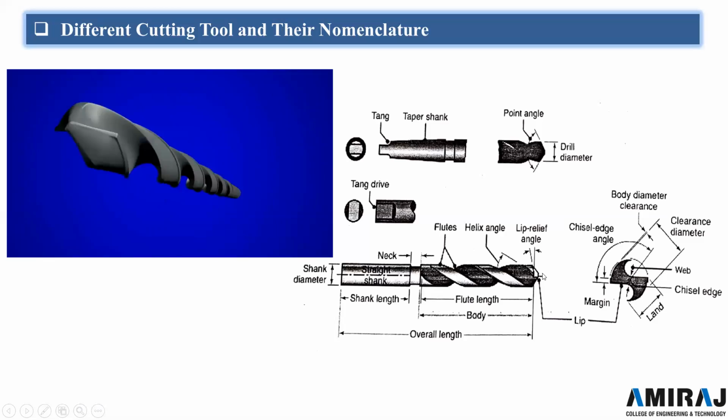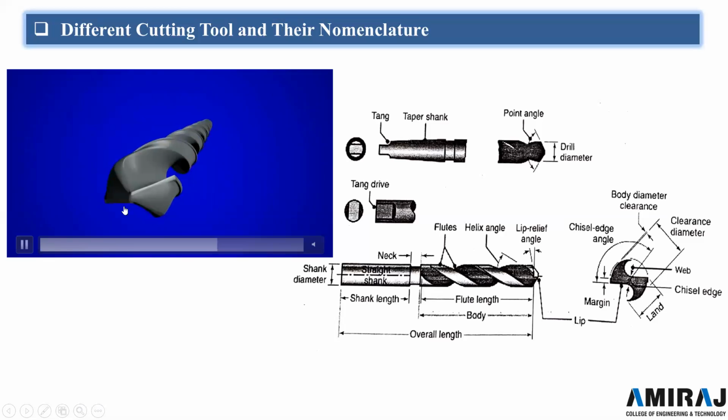The heel cannot be visible from here, and this one is the cutting lips. Also there is one web portion over here. This is called the web. Here you can see, and this portion is called the land. Here you can see this part of the cutting tool, and this is called the relief.